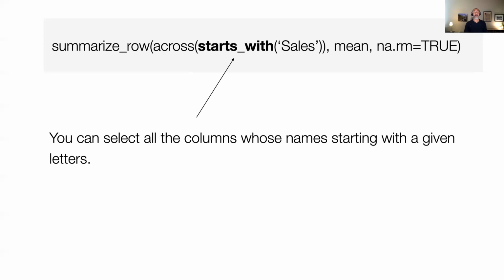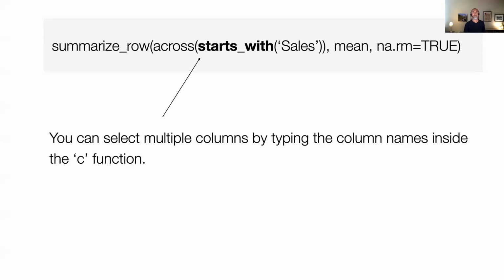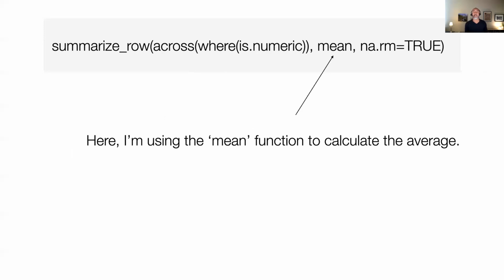Okay, and then another way is you can use the starts_with function. For columns whose names start with sales or something like that, you can use this one as well. And the next one is that after the comma, you set the function name. In this case, because I want to calculate the mean or average, I'm using mean. You could use sum or max or median as a summarize function as well.